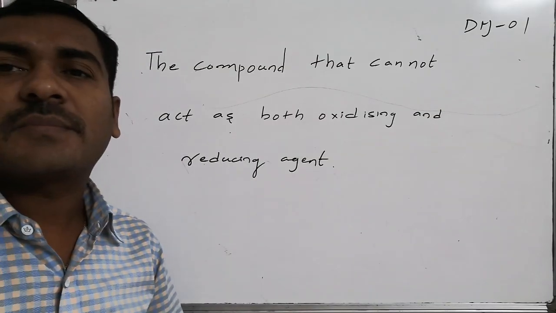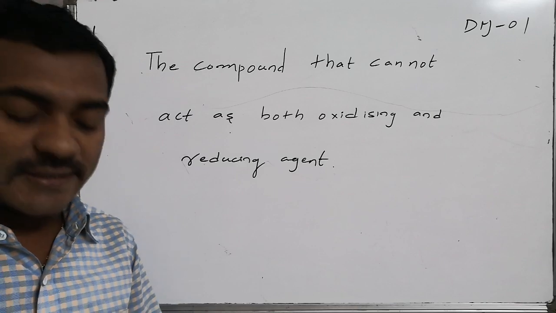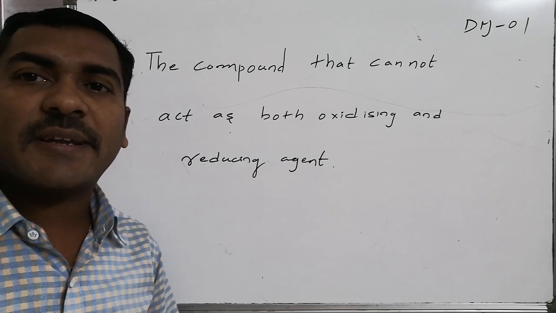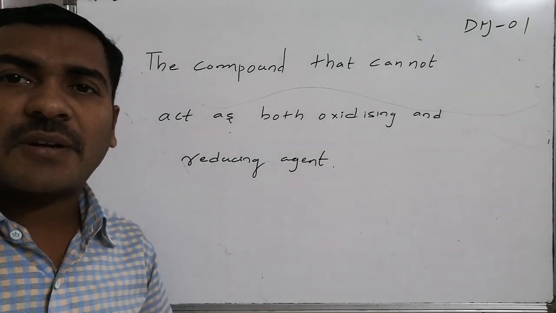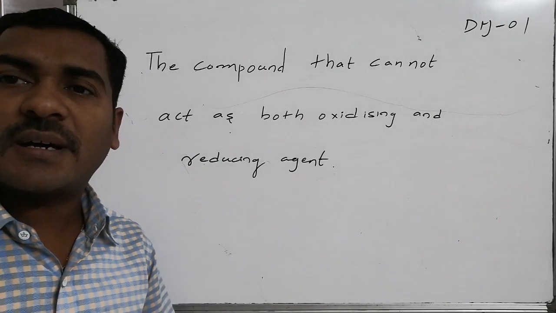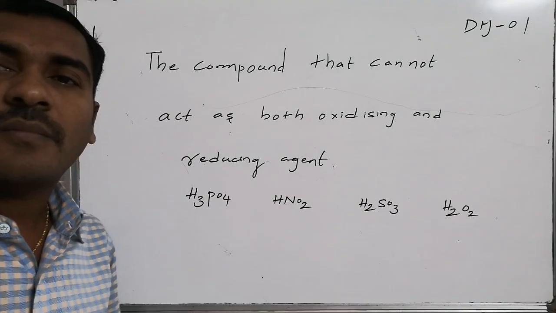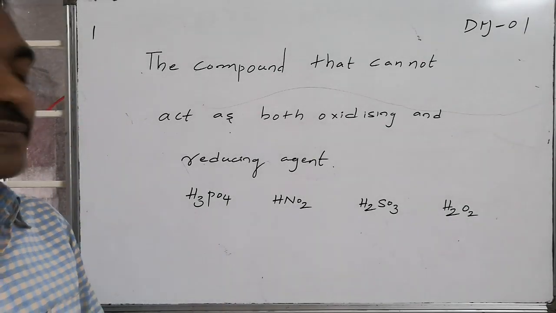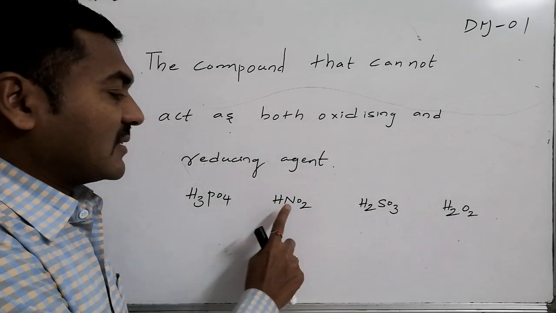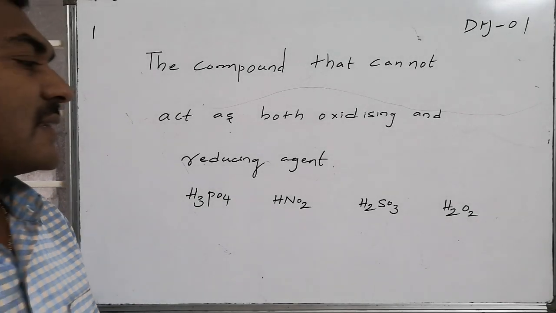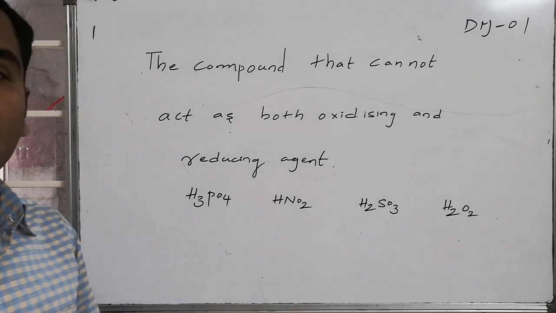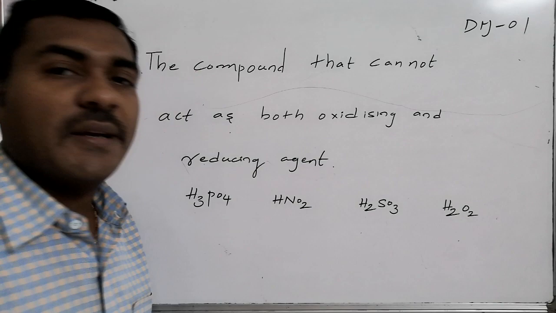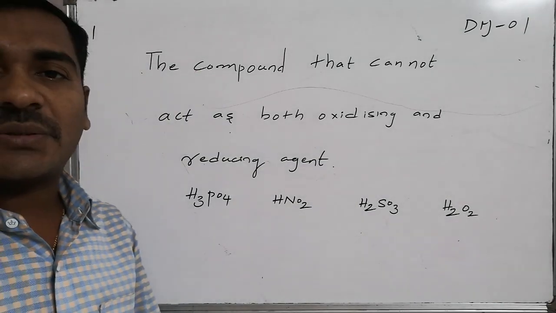The compound that can't act as both oxidizing as well as reducing agent is... and the given list of compounds are H3PO4, that is phosphoric acid, HNO2, that is nitrous acid, H2SO3, sulfurous acid, followed by hydrogen peroxide, that is H2O2.